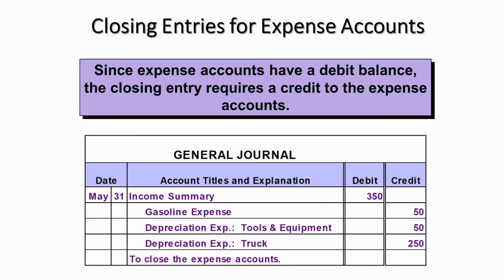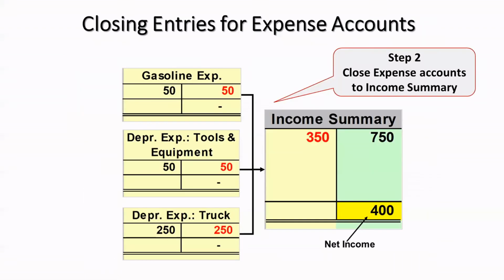Let's look at the ledger accounts after making the second closing entry. After we credit the expense accounts, each expense account has a zero balance. Now the expense accounts are ready to begin recording expenses incurred during the month of June. Income summary is debited for $350 and now has a credit balance of $400. This $400 represents the net income for the month of May.